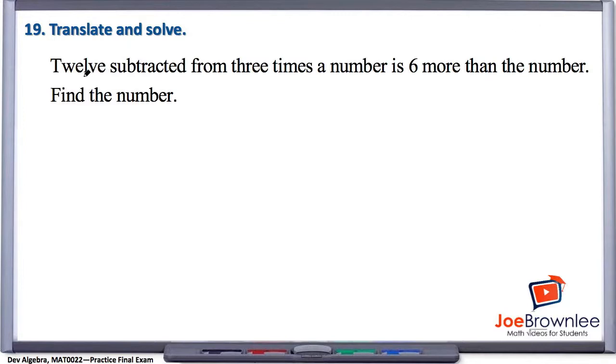So let's look here. We have 12 subtracted from 3 times a number. Well, subtracted from is one of those phrases that indicates we have to reverse the order of the numbers as they were presented to us in the word problem. So even though the number 12 comes first in the word problem, because we have this little phrase subtracted from, we know that we have to reverse the order and put whatever comes after this little phrase first and then the 12. So 12 subtracted from 3 times a number.